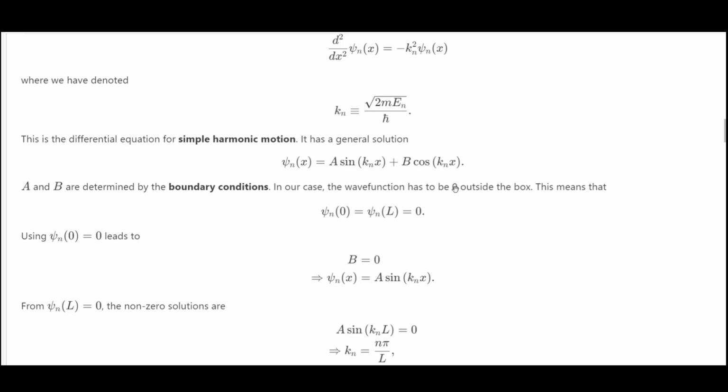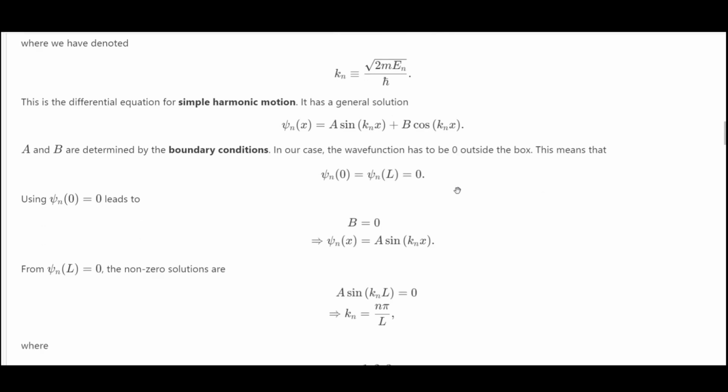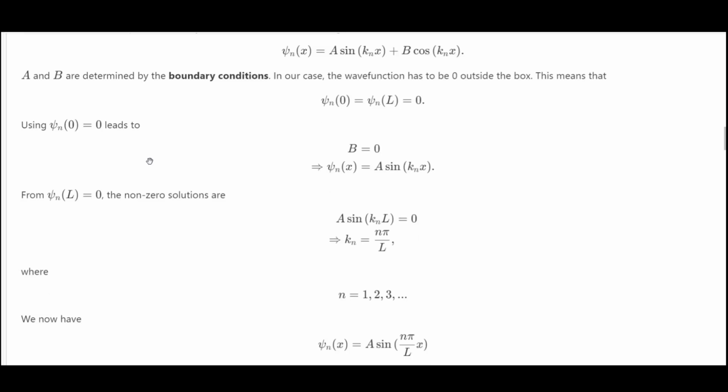So we require that the wave function is equal to 0 at those points. From this first condition, where psi n at the left corner, or at 0, equals 0, we get that this b has to equal 0, which gives us this kind of wave function. So we now only retain the sine part. And from the other end, when the particle is at the right end of the box at L, the wave function also has to equal 0 there.